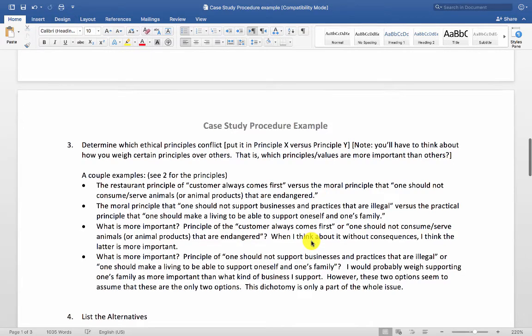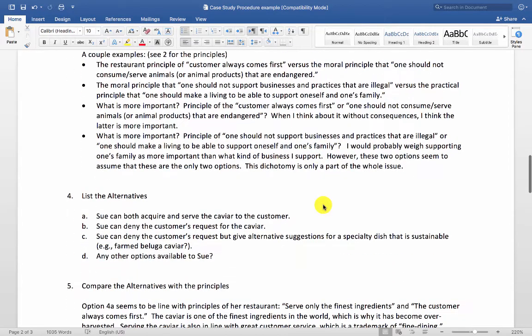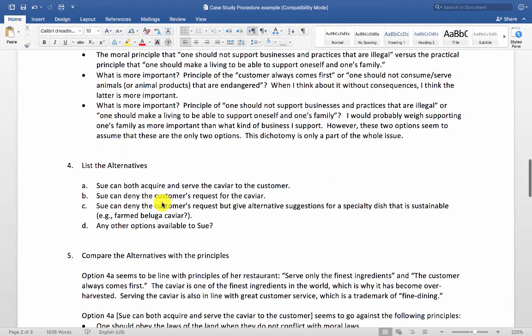But notice why I'm saying all this, because not all issues are just about one or two principles. It's going to be about a lot of things, and you have to weigh the principles, the consequences, what it does to your character, all of that. Hopefully this procedure will bring to light all the issues. Okay, now what are the alternatives? This is really important.